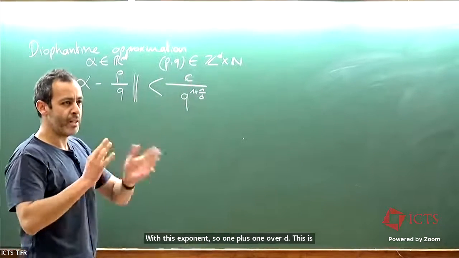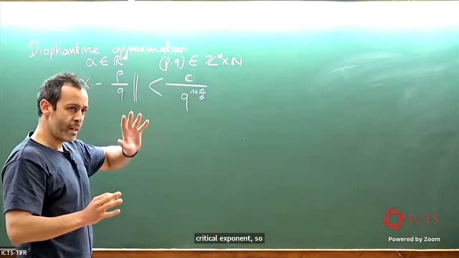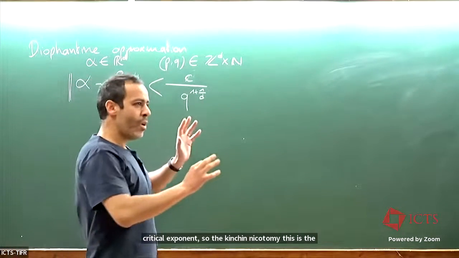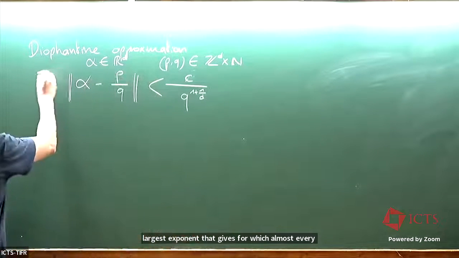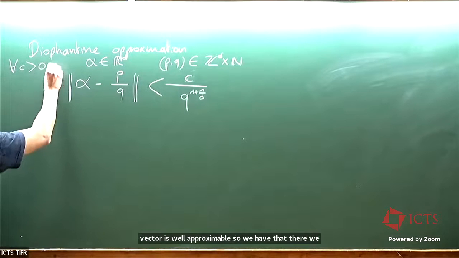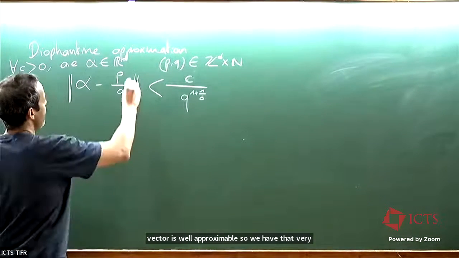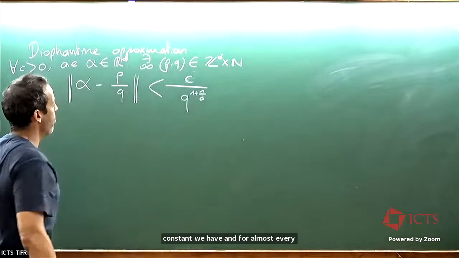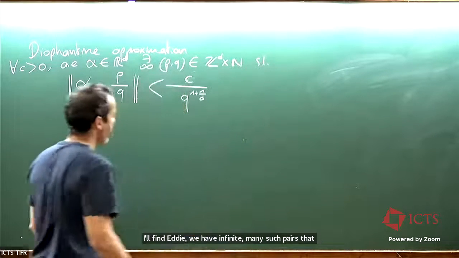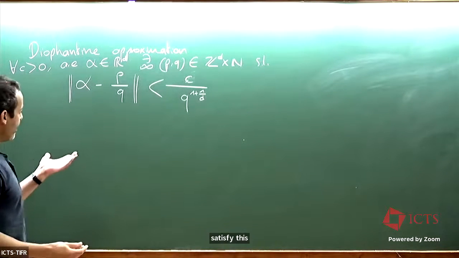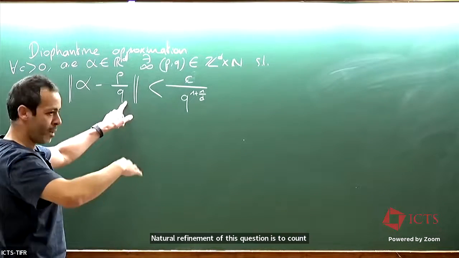In the Khinchin dichotomy, this is the largest exponent for which almost every vector is well approximable. So for every constant, and for almost every alpha in R^d, we have infinitely many such pairs that satisfy this inequality. A natural refinement of this question is to count these solutions up to some denominator.